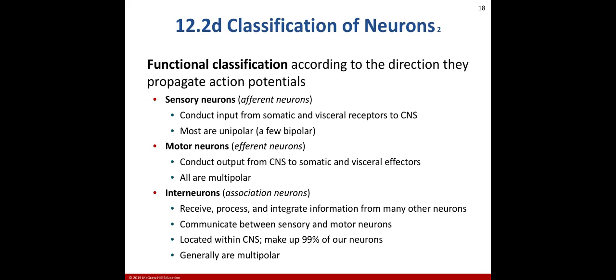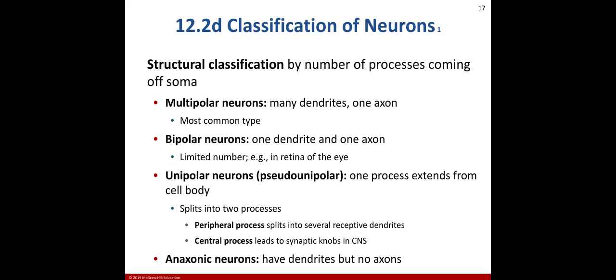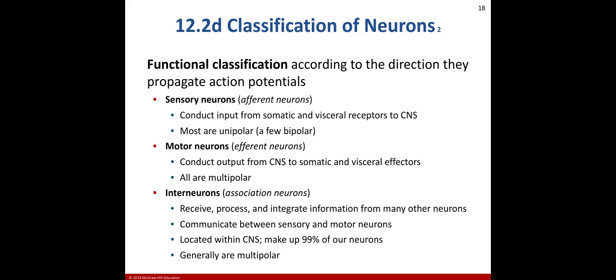Functionally, this is according to the direction that they will send their action potential. You've got sensory neurons, or the afferent neurons, which conduct input from the somatic and visceral receptors to the central nervous system. Most of them, and for everything that we want to talk about, we'll just say that they are unipolar. And if you go back, remember, unipolar, one process from the cell body can split into peripheral and central. Okay. Motor neurons, these are the efferent neurons. They are going to take a signal from the central nervous system, send it to somatic and visceral effectors. Those are multipolar.